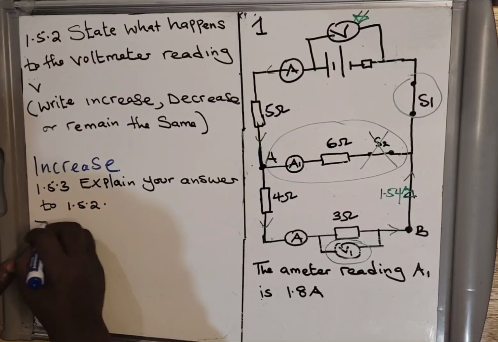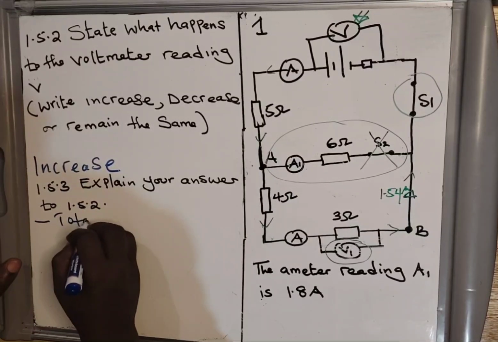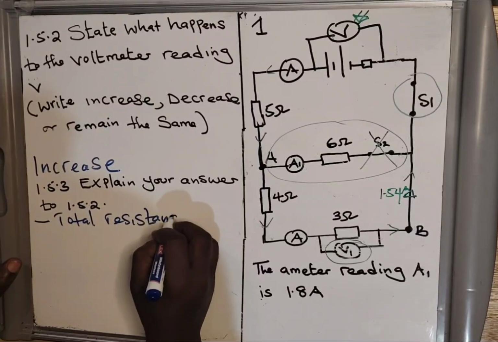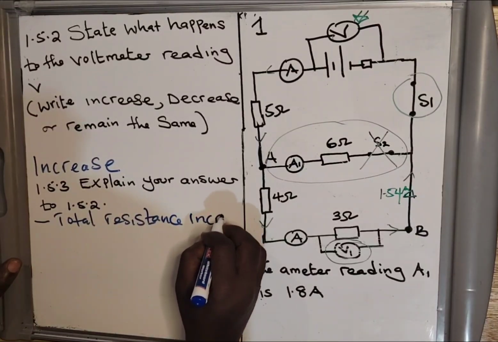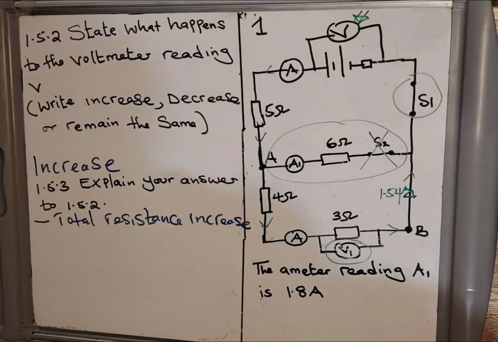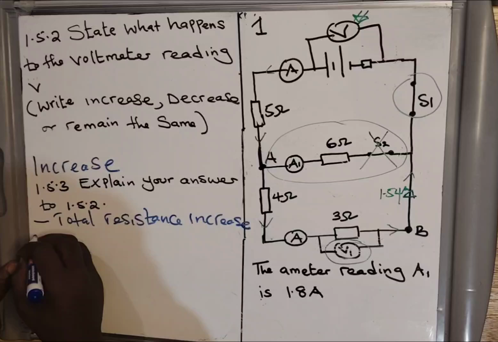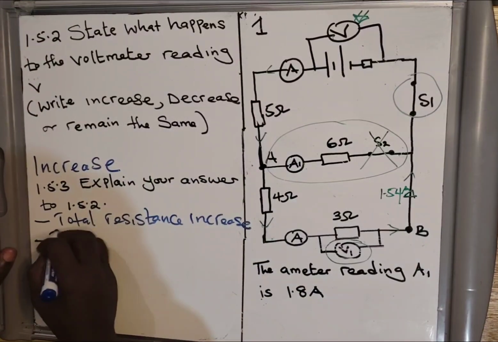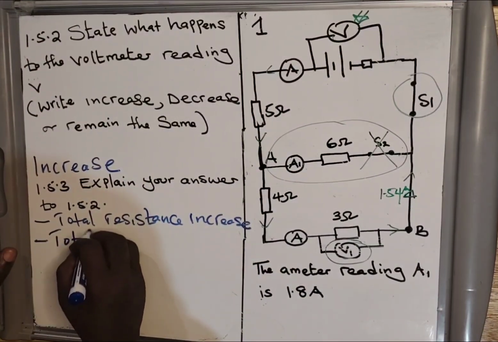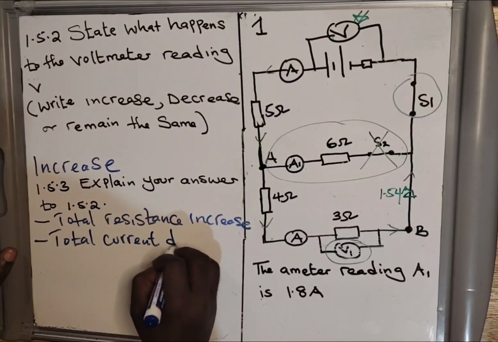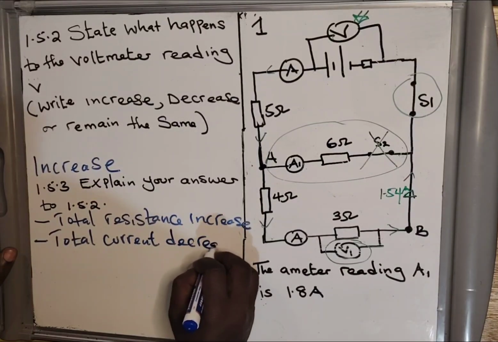What did we say? Total resistance increase. Okay, that's what happens. And we know next aspect is the current. So what happens when total resistance increase? Total current decrease. Okay.